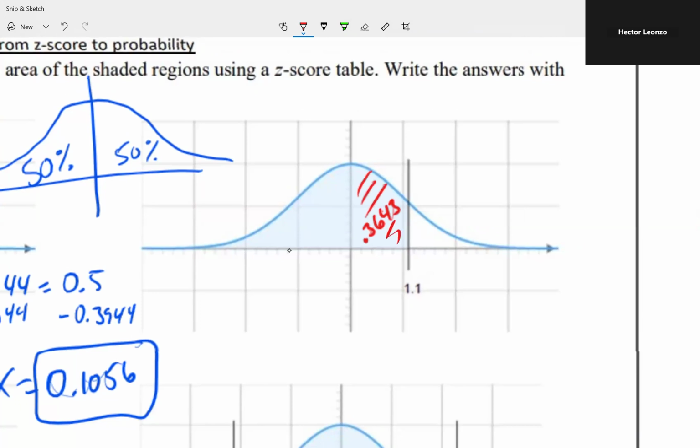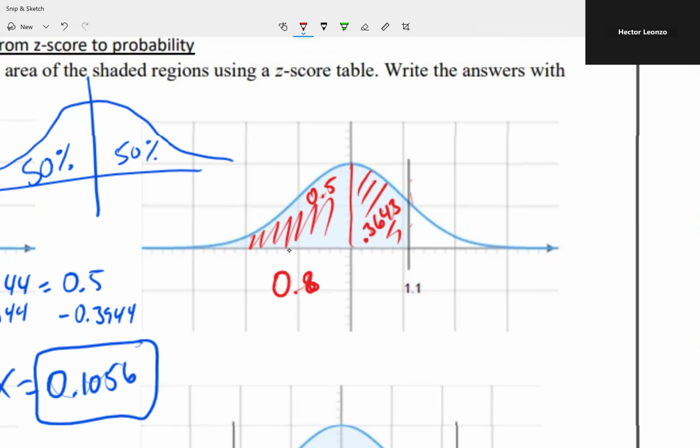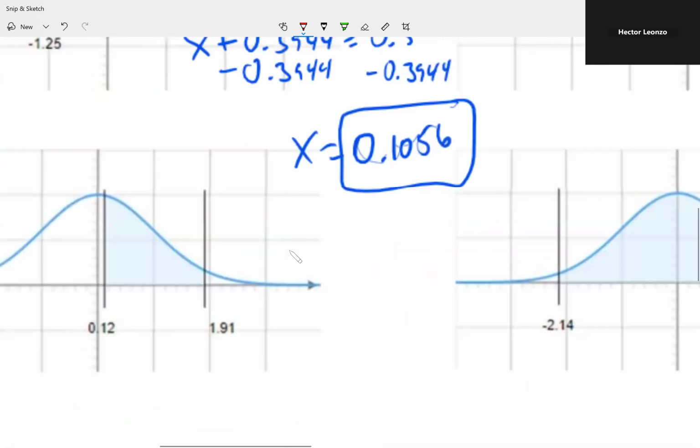0.3643. That is this region because it's from the z-score to the center. I'll say, yeah, that is part of what I'm looking for, but I also want this part. But remember how I said that was 0.5, right? 50% is 0.5. So wouldn't the whole shaded region, I would just have to add those two numbers, 0.5 plus 0.3643. It's going to give me 0.8643. Nice. Not bad.